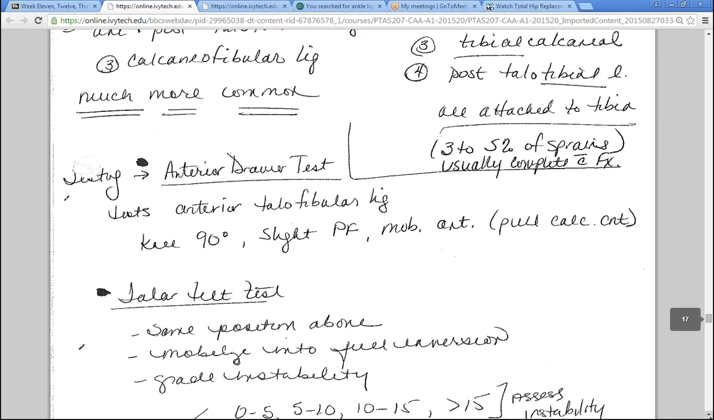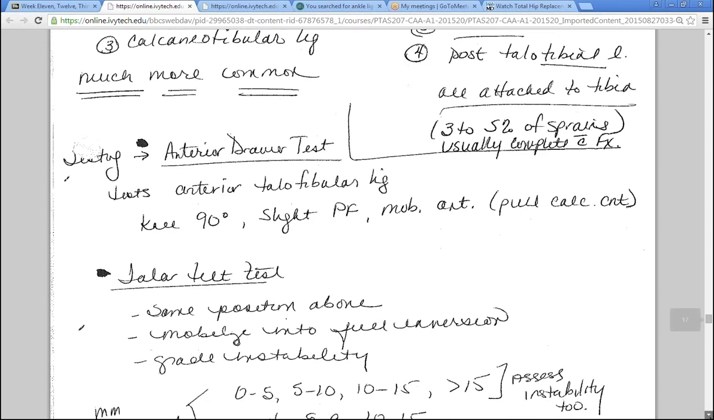Grade 1 is without joint instability. Grade 2 is with joint instability. And then grade 3 is significant joint instability because that joint ligament is ruptured.